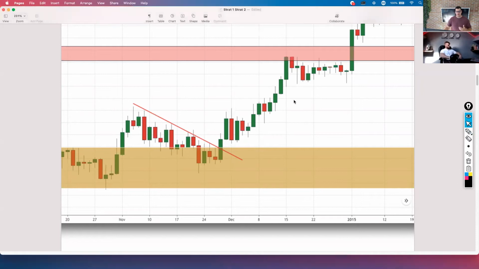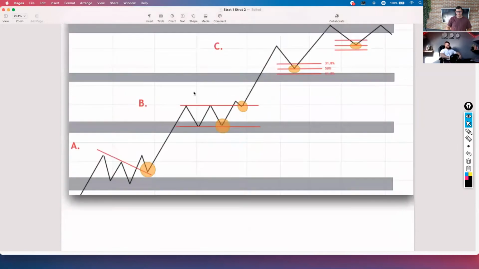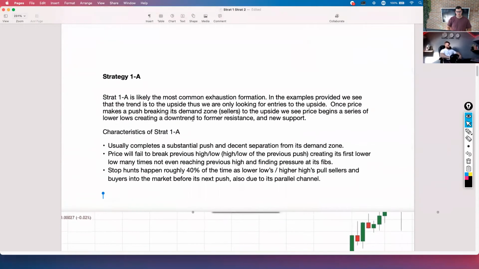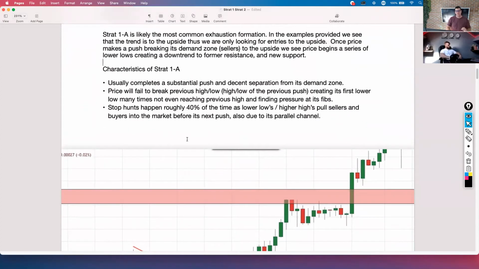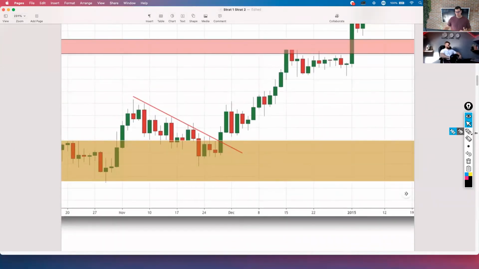Now, what's characteristic 2? Characteristic 2 is that price will fail to break previous high or previous low, in this case previous high, creating its first lower low. Many times it's not even reaching previous high. So what does that mean? We have a push. We have exhaustion.